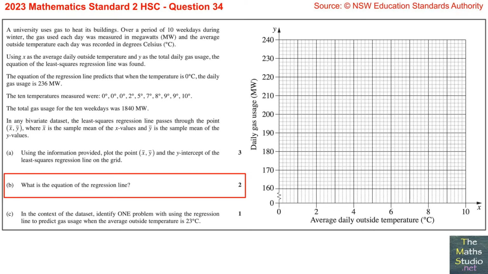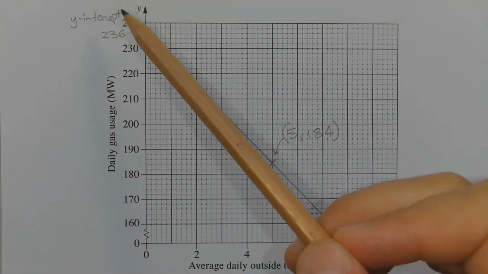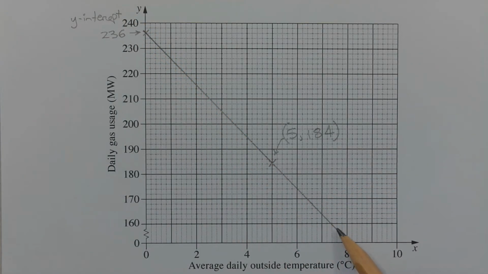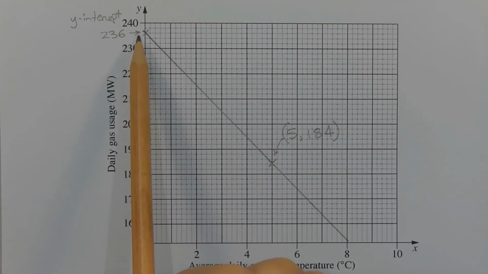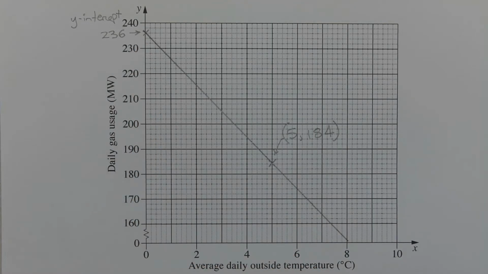Part B. What is the equation of the regression line? To work out the equation of the least squares regression line, we need 2 bits of information. We need the gradient of the line. We also need the y-intercept. Now the y-intercept is already given, so we don't need to work that out. We just need to make sure that that's incorporated in our final answer.